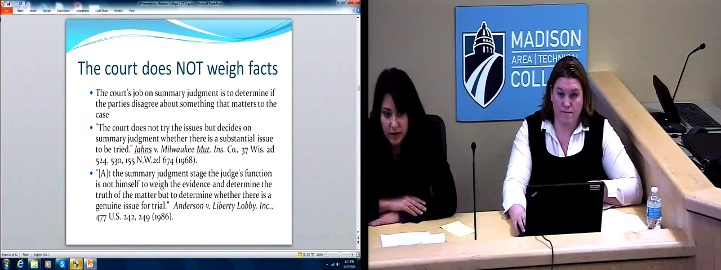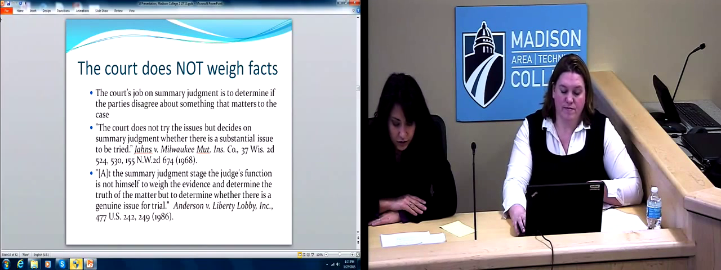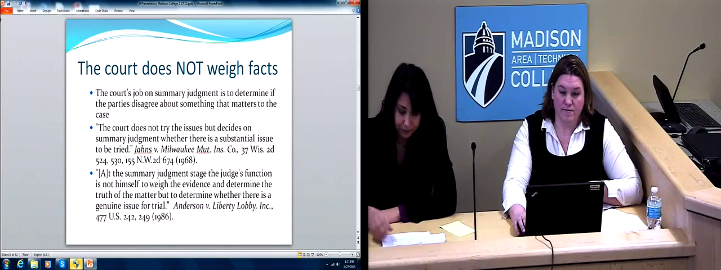There are fancier ways of saying that, and I listed a few from a state case and a federal case. The jury does not try the issues, but the court decides on summary judgment whether there is a substantial issue to be tried.